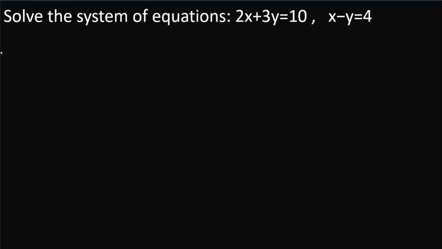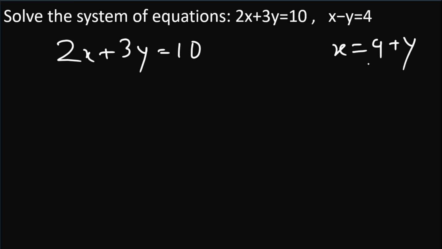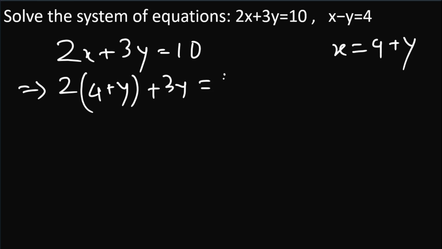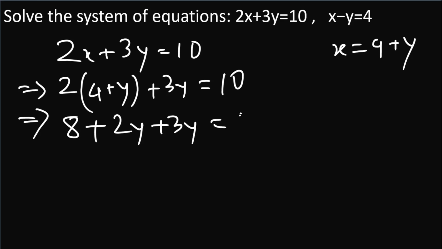Now let's come to another problem. Solve the system of equations. 2x plus 3y equals 10. From the next equation we get x equals 4 plus y. We can put 4 plus y in place of x. So 2 times (4 plus y) plus 3y equals 10. 2 times 4 equals 8, plus 2y plus 3y equals 10. So 8 plus 5y equals 10.